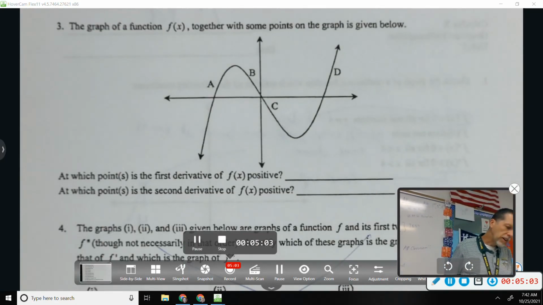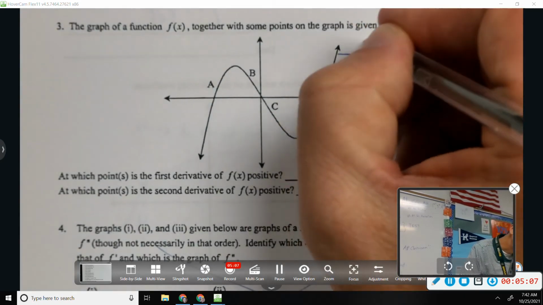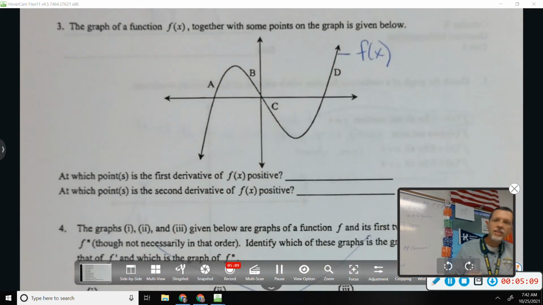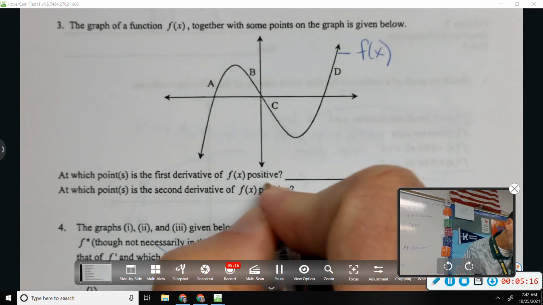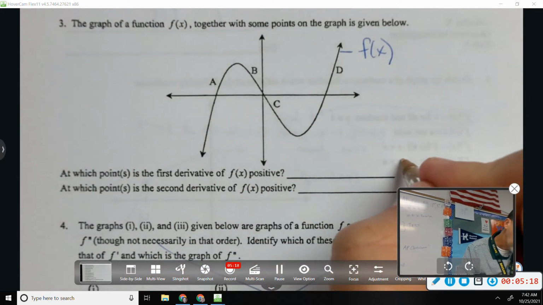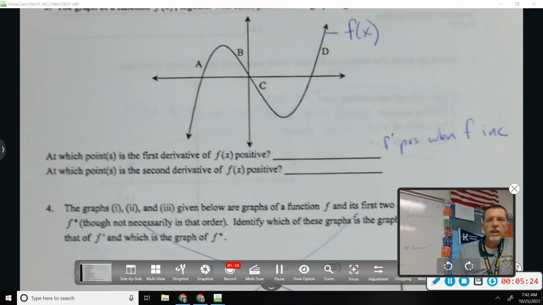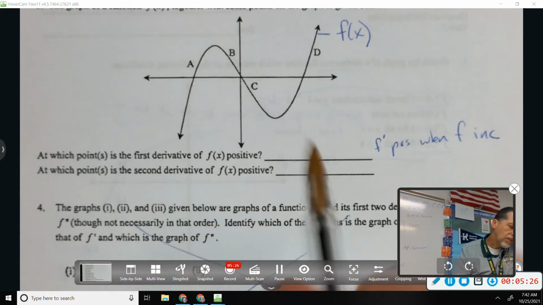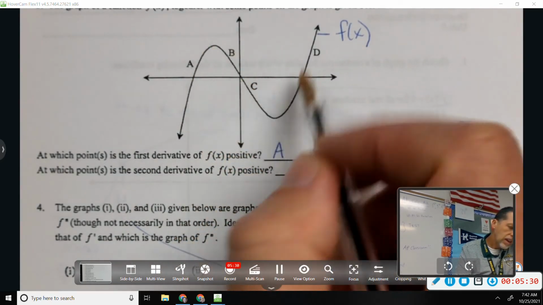The graph of a function, together with some points on the graph, is shown below. So this is f of x. That's not the derivative. That is f of x. At which point is the first derivative of f of x positive? Well, f prime is positive when f is increasing. So f is increasing at A and at D.